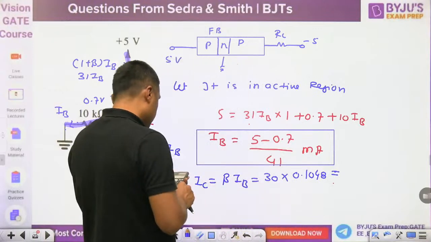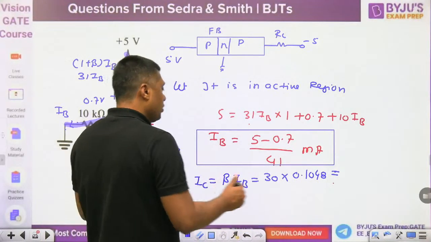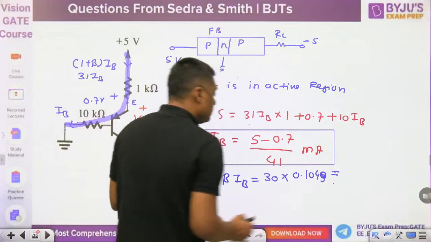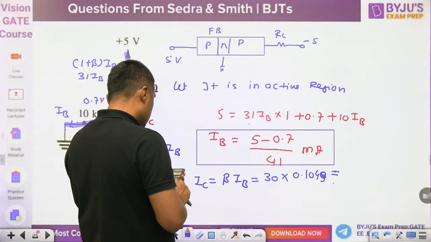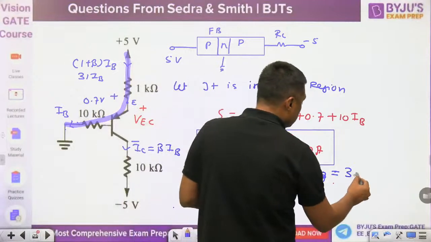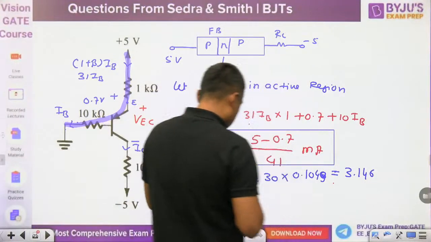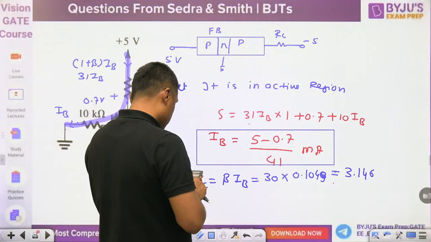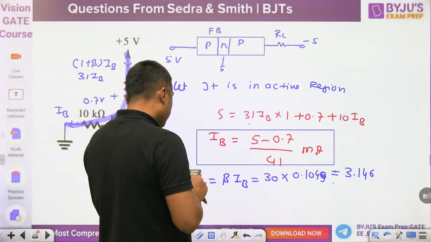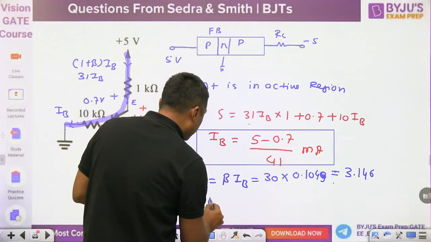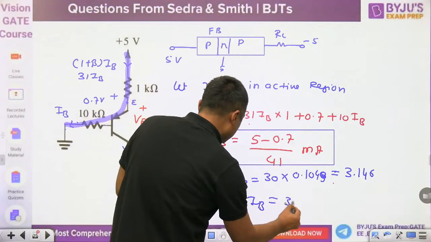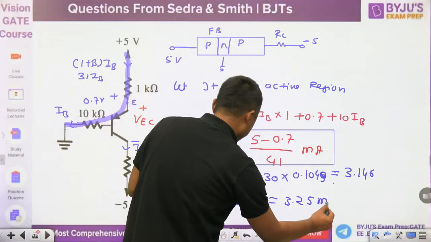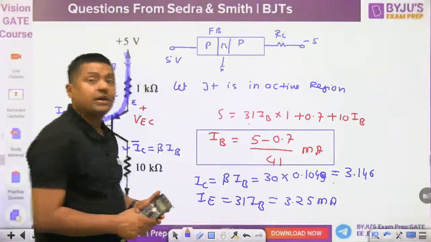30 into that, you can take 0.1049 also, into 30, 3.146. When it is multiplied by 31, you can find the value of IE. 31 times IB, that will become 3.25 milliampere. This is the value of IE, and this is IC.